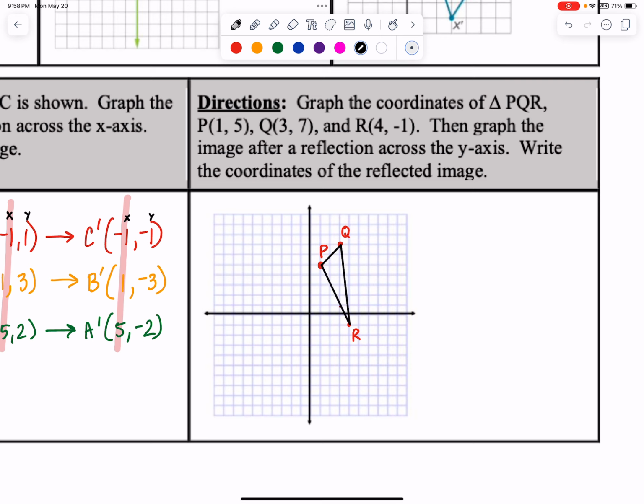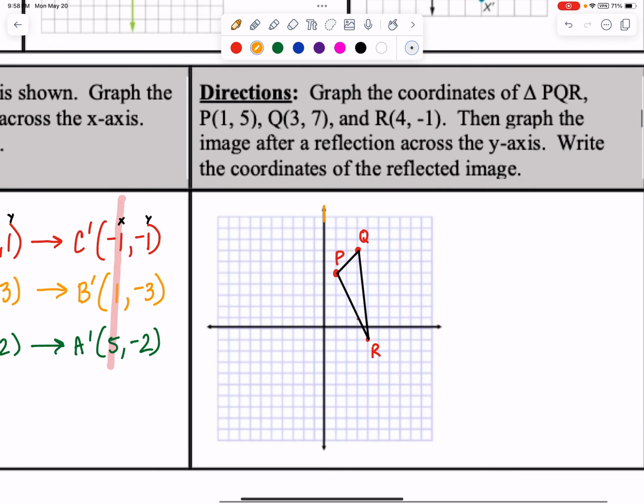And there we go. So here's PQR. We're going to graph the image after reflection across the y-axis this time, and then write the coordinates of the reflective image. Okay, so since we're going across the y, let's go ahead and show the line we're reflecting across. This is sort of like our mirror. Still has the arrows here though.